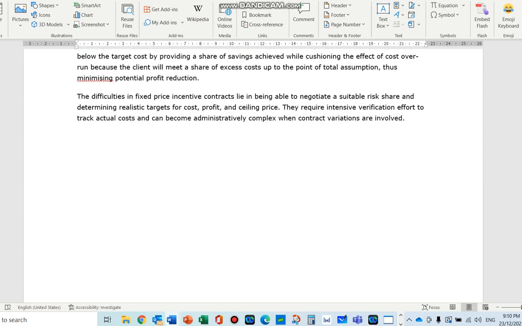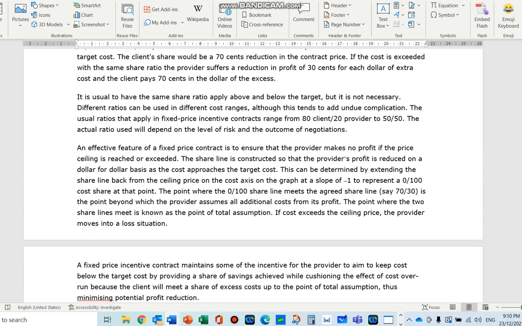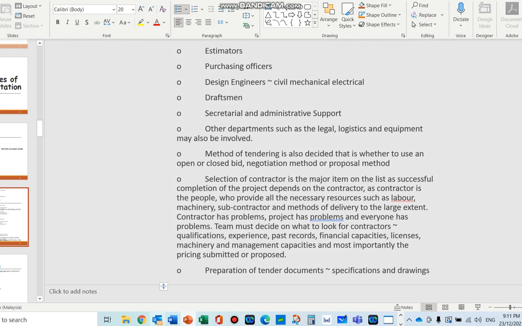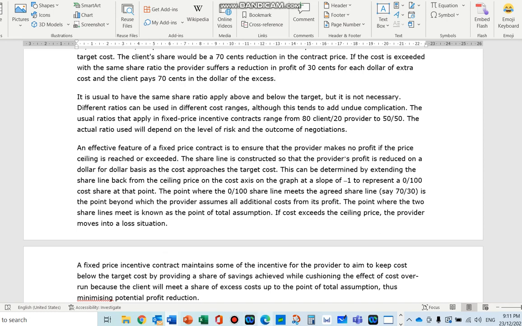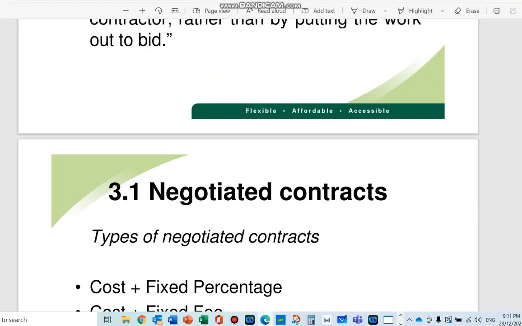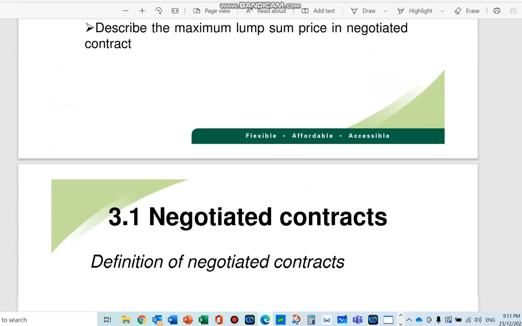And yeah, if we talk about cost plus incentive, I have another set of notes. Oh, wait a minute, this is the wrong file. Okay, where is it? Oh yeah, here. Okay.